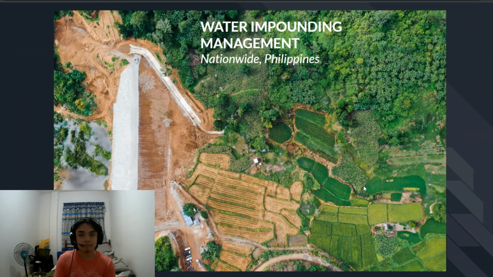Our next example is the water impounding management nationwide in the Philippines. Review of feasibility and detailed design of about 50 small-scale irrigation projects for mini hydropower generation, fish culture, water supply, and recreation projects. The selected impounding reservoir, located all over the country, consists of an earth-filled dam with 30 meters height and 500 cubic meters water storage.